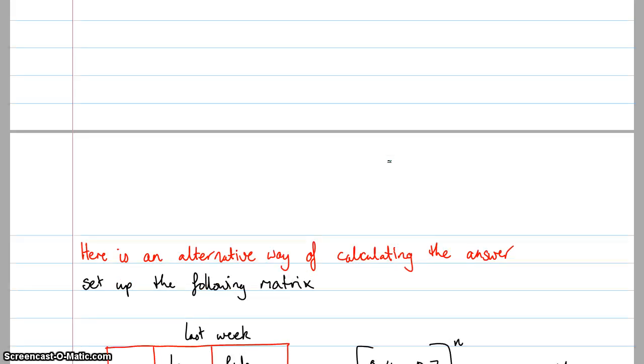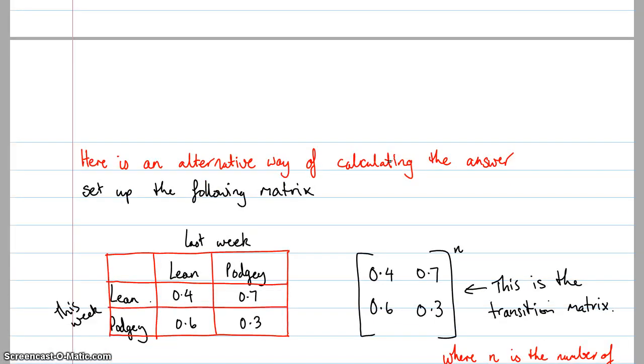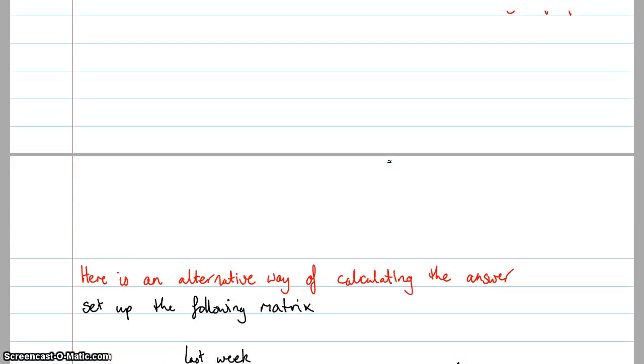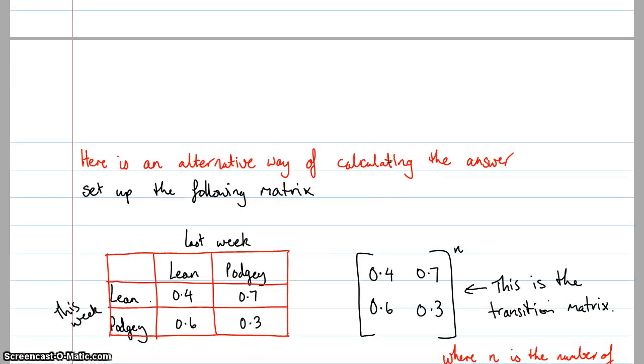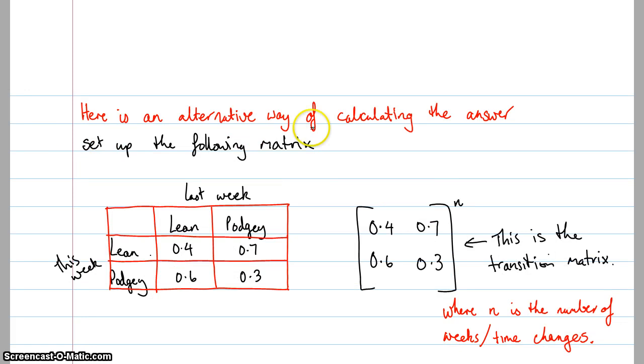Here is an alternative way of calculating the same answer. This time we're going to use matrices. If I've got my calculator, I would probably use matrices. If I didn't have my calculator, I would probably use the tree diagram that I showed you before. So I'm going to set up a matrix to display this information. I've got this little grid here. This is last week and this is next week.